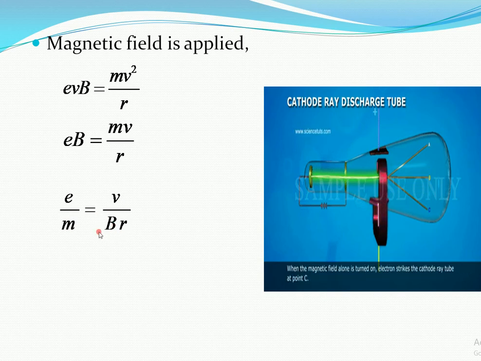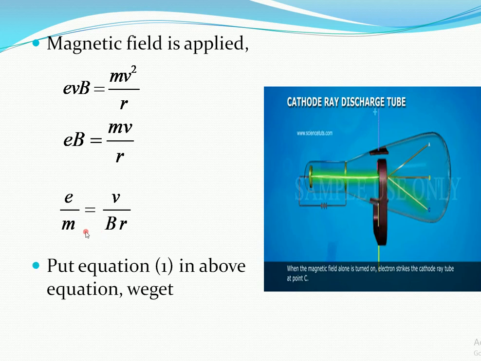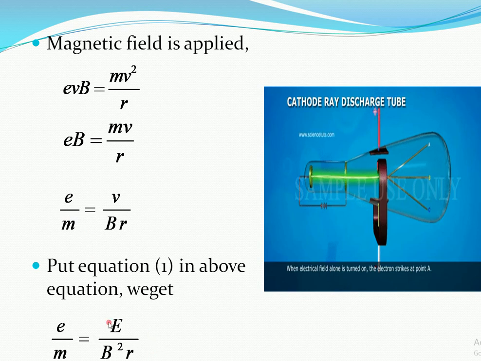By putting the value of equation 1 in this equation, we get e by m equals E by B square R, where E is the electric field intensity and capital B is the magnetic field intensity and this R is the radius of circular arc. By using this value, we can calculate the value of e by m, that is specific charge. Thank you.